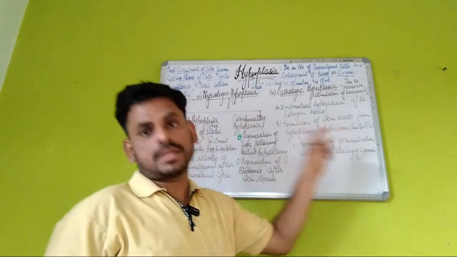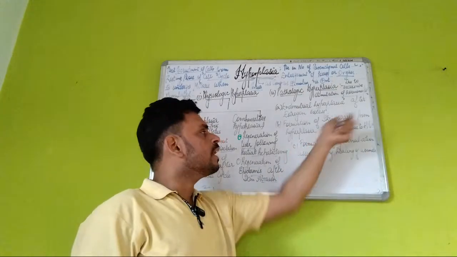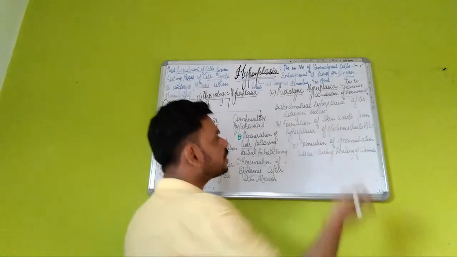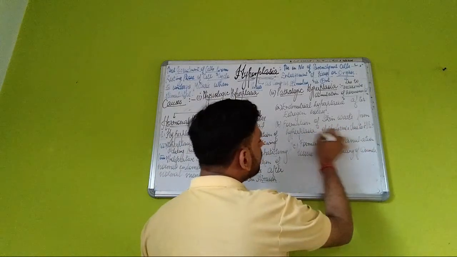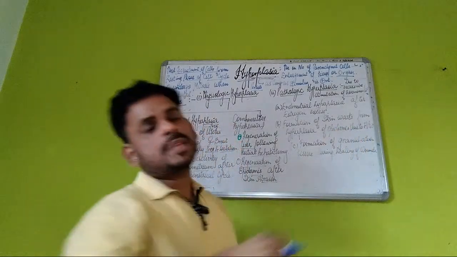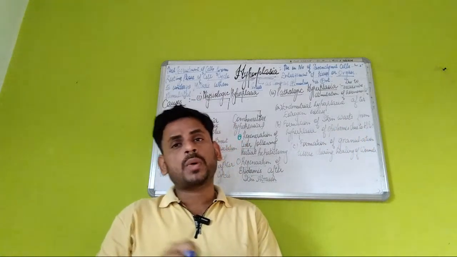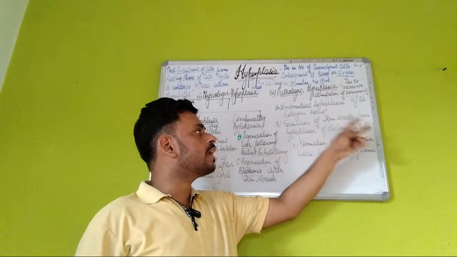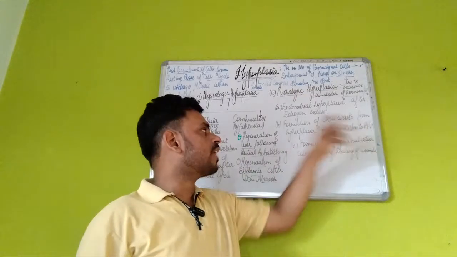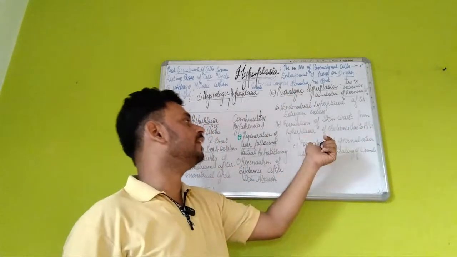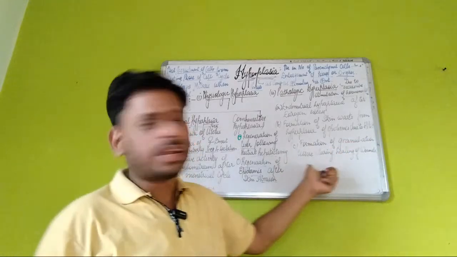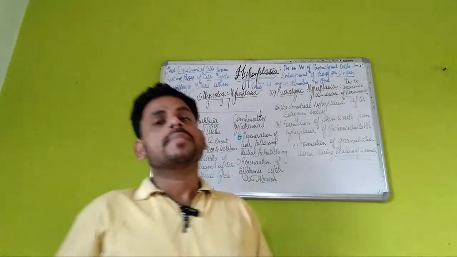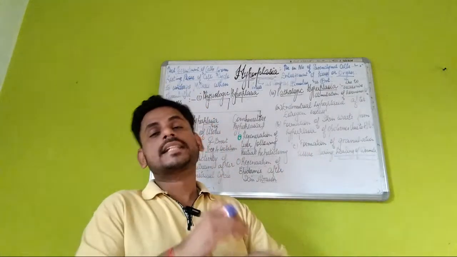Formation of skin warts. You must have seen skin warts mostly in patients who are affected with human papilloma virus. So formation of skin warts from hyperplasia of the epidermis. The cells of the epidermis are going to undergo hyperplasia and cause skin warts, due to human papilloma virus infection. And next is the formation of granulation tissue during healing of wounds. During any kind of wound healing, pathological hyperplasia is seen, that is the granulation tissue that gets formed.